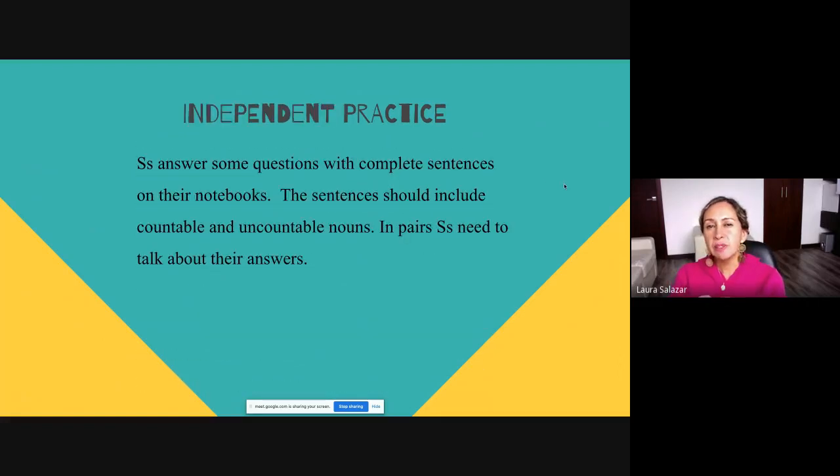For the independent practice, students answer some questions with complete sentences on their notebooks. The sentences should include countable and uncountable nouns. Then, when they finish, in pairs, students need to talk about their answers.